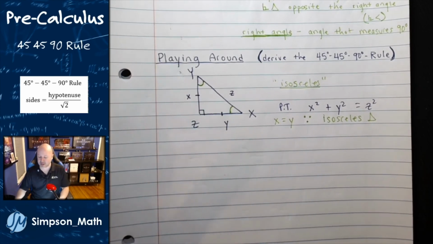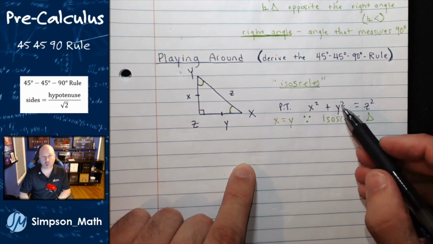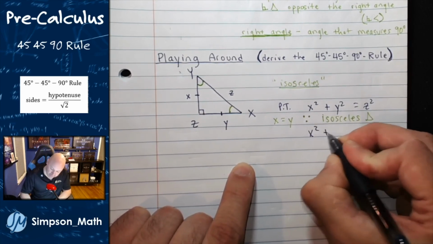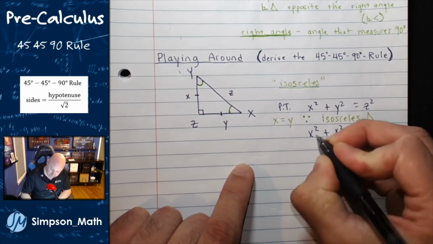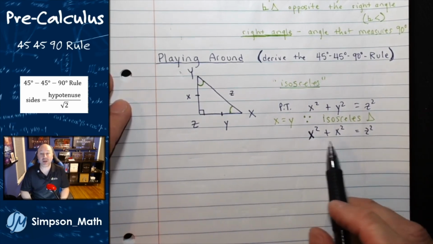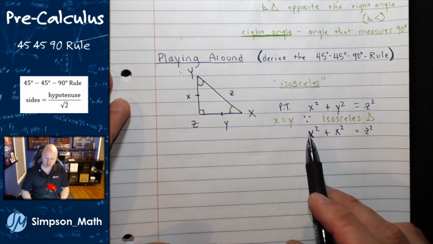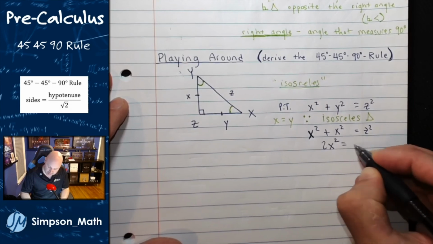And if they're equal, then I can do some substitution. If x is equal to y, then I can call y x. So I'm just going to rewrite the Pythagorean theorem. But if y is equal to x, then I'm going to call it that. All right. Well, now I have some like terms. I can combine these two. 1x squared plus 1x squared, I have 2x squared.